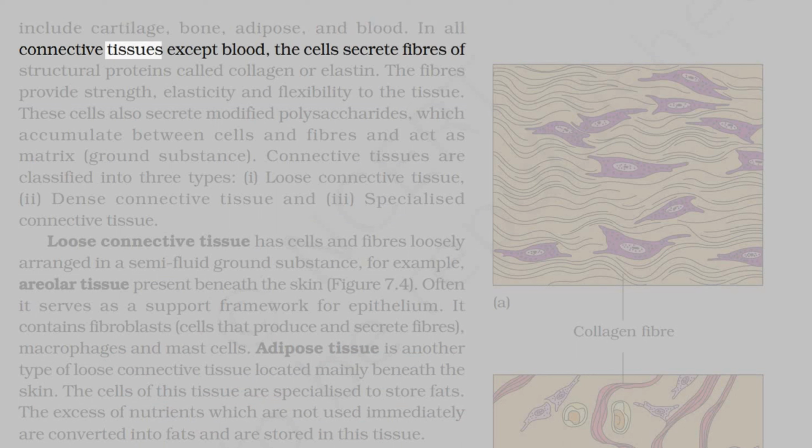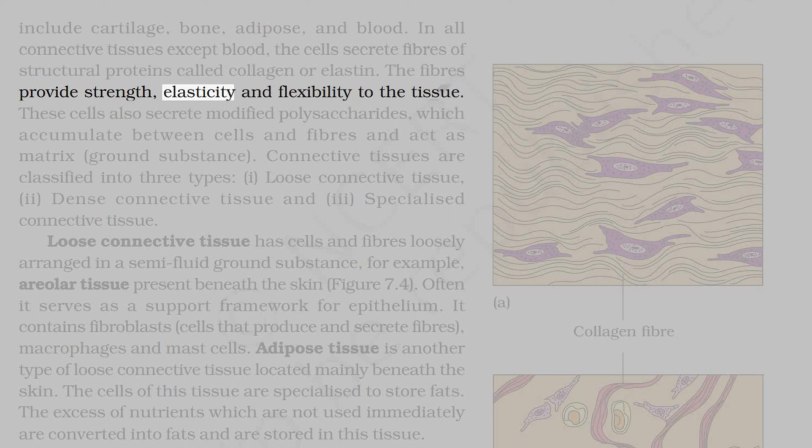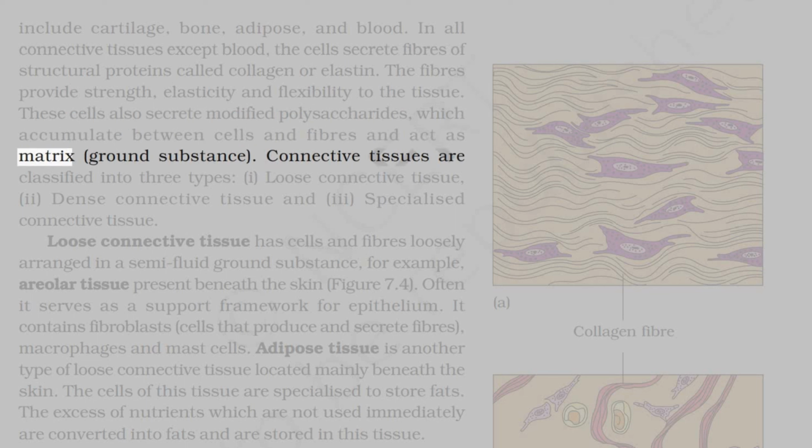In all connective tissues except blood, the cells secrete fibers of structural proteins called collagen or elastin. The fibers provide strength, elasticity, and flexibility to the tissue. These cells also secrete modified polysaccharides, which accumulate between cells and fibers and act as matrix, ground substance. Connective tissues are classified into three types: 1, loose connective tissue, 2, dense connective tissue, and 3, specialized connective tissue.